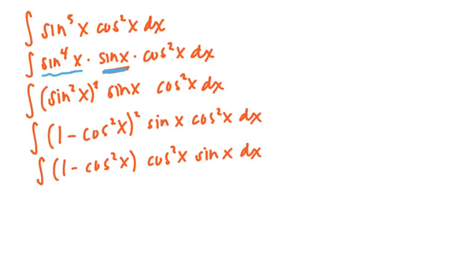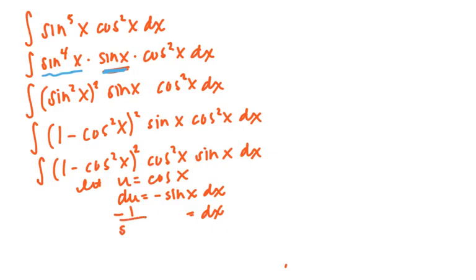So we're going to let u, oh, there's a squared on there. Don't forget that squared. That's important. You could do FOIL, but it's a lot easier once we make our u substitution. So let's let u equal cosine x. Then the derivative of cosine is negative sine x dx, so du equals negative sine x dx, and dx equals negative 1 over sine x du.